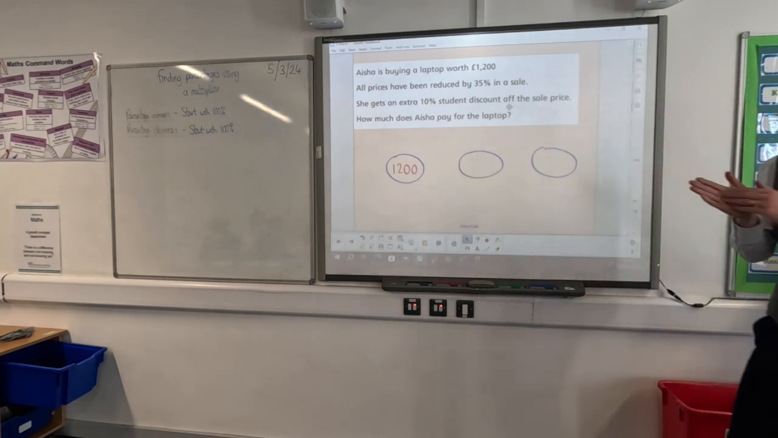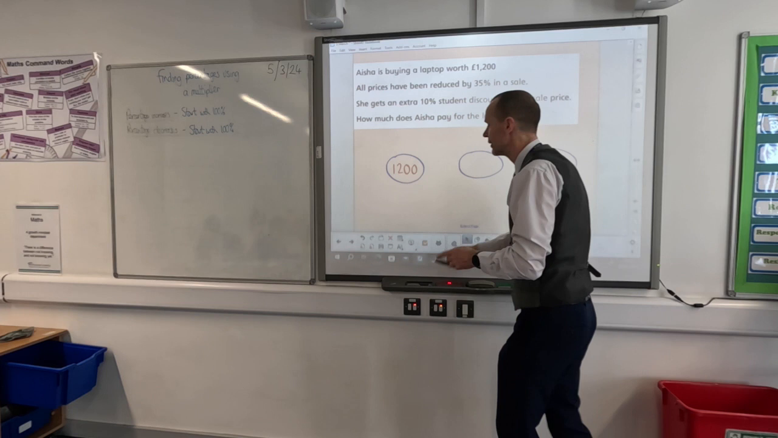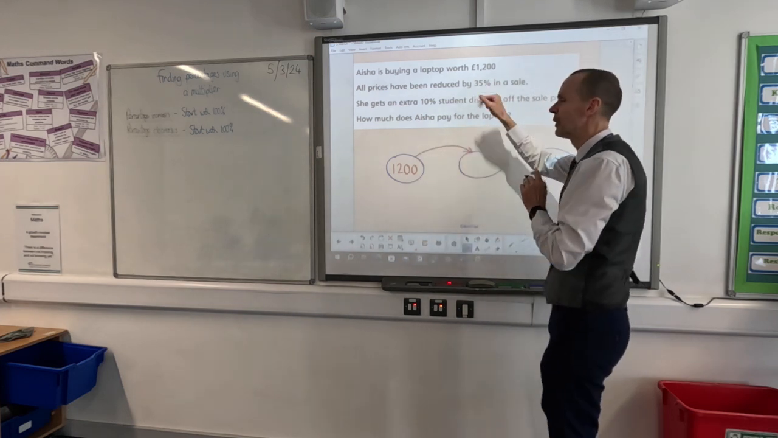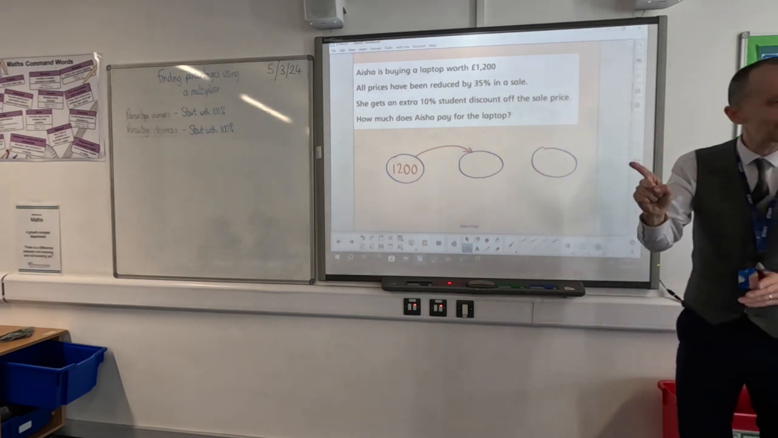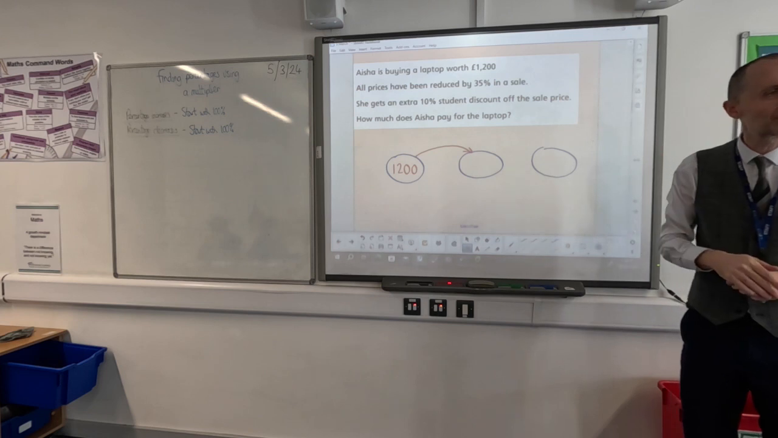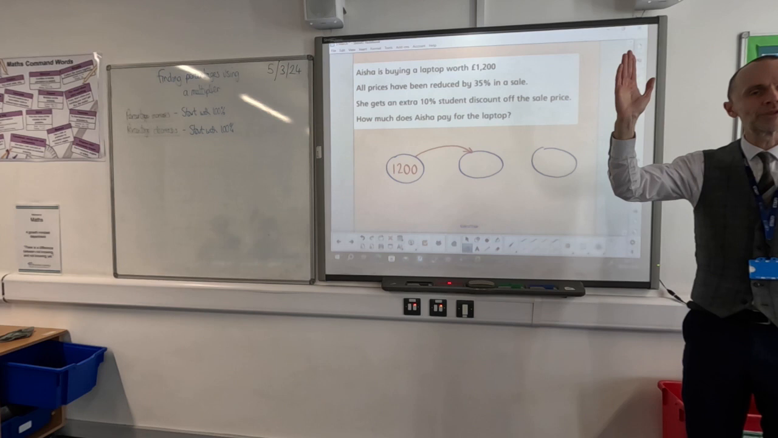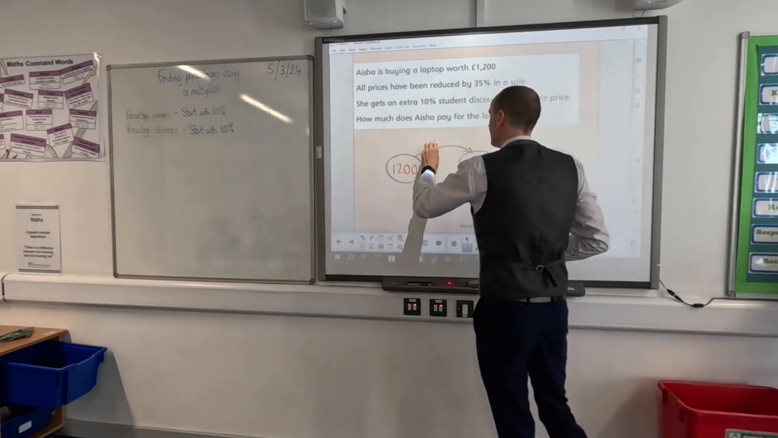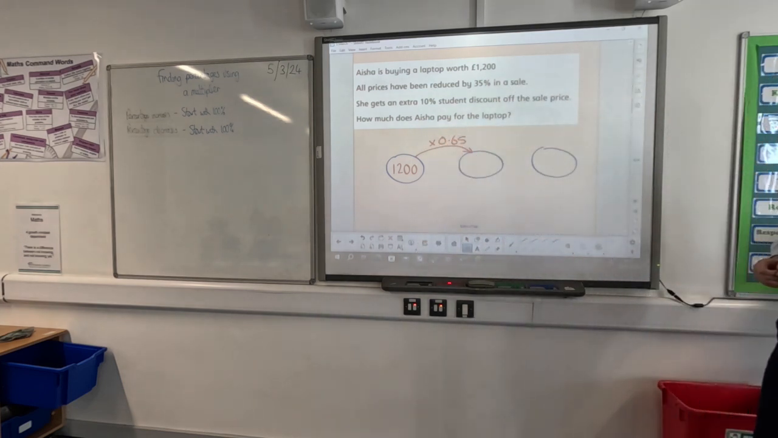So when you've got these multiple changes happening, you have to do them separately. So firstly, Cole, what do I multiply by if I want to reduce by 35%? 0.65. Brilliant. Now be absolutely clear why it was 0.65. We started with 100, we took away 35, we were left with 0.65. So we multiplied by 0.65.